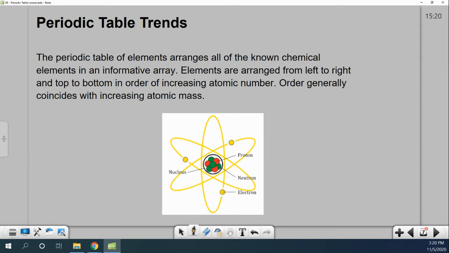It's got new elements now that we've discovered recently, but periodic table trends. What can we use this thing for? Well, the periodic table, we already know it arranges all of the known elements in some kind of an array, and it tells us a lot. Elements are arranged from left to right and top to bottom in order of increasing atomic number, as we just said, thanks to Moseley. And as you increase, it generally coincides with increasing mass, because protons weigh 1, right? So as you increase the number of protons, you increase the atomic mass.